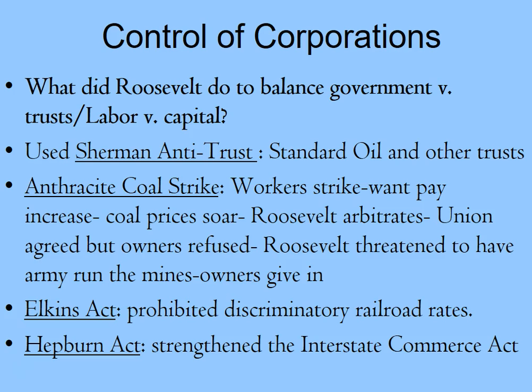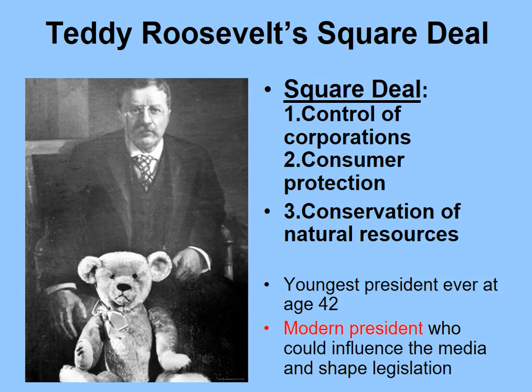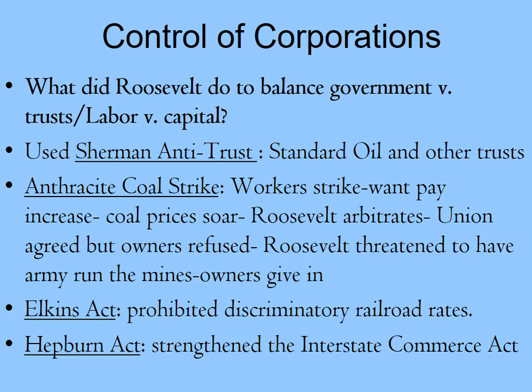All right, so let's talk about control of corporations. Remember, if we go back and look here, that is number one. So what's Roosevelt going to do? Here's your question. Make sure you write this down. What did Roosevelt do to balance the government versus trust? Or we could say labor versus capital. We'll look at both here. Because remember, he did not want big business to be more powerful than the government, and as you know, at one time in the Gilded Age it was. So here's some of the things that he's going to do to fight back.